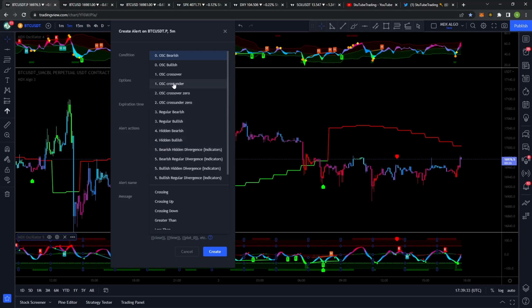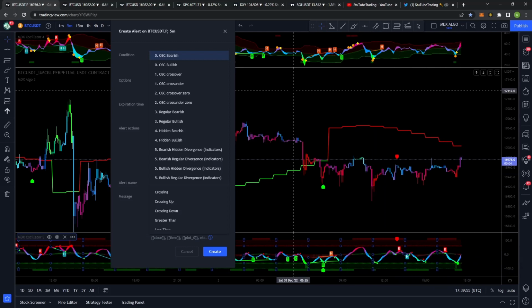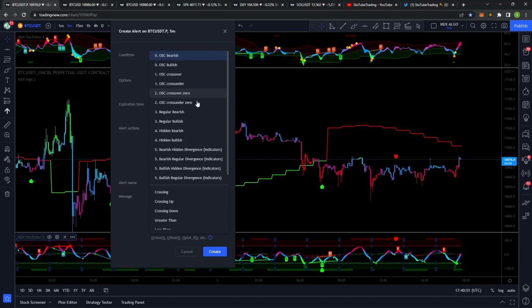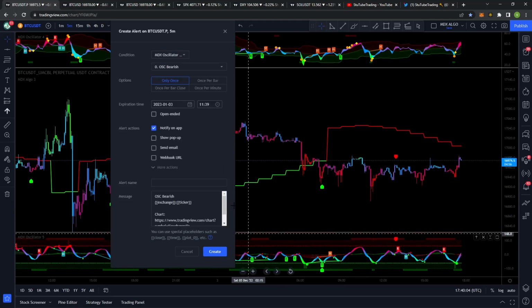OSC, I'm not sure what the OSC refers to. OSC, crossover, cross under. I guess that would just be the oscillator, I assume, crossing over this fainter little bit of color in the middle here that we can see. I'm guessing that's what that's referring to. But yeah, these would be, if you're looking for overbought, oversold.